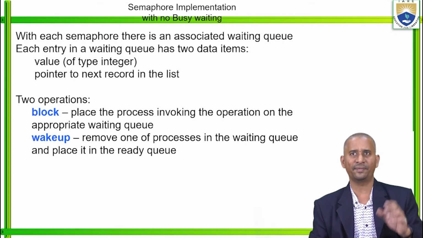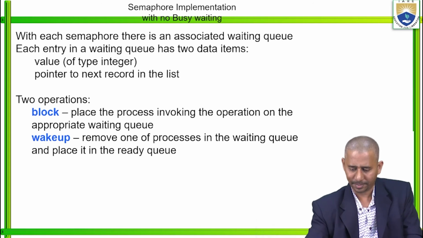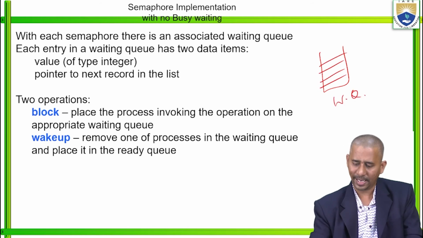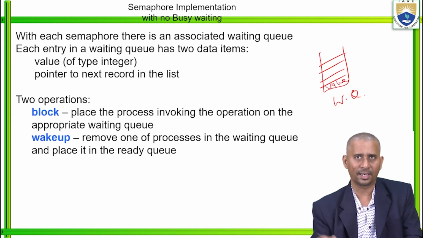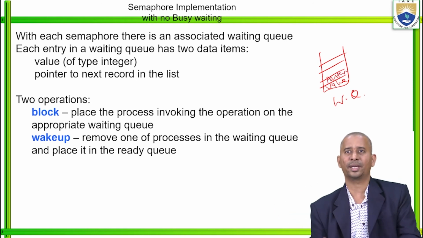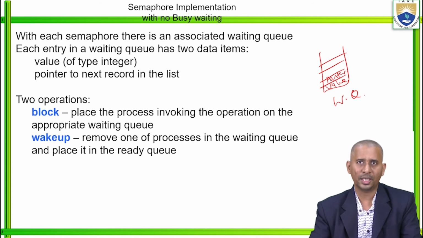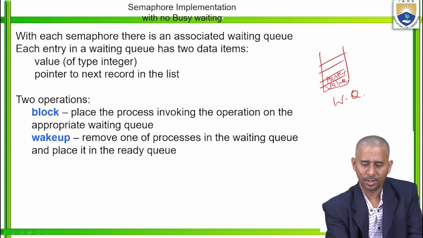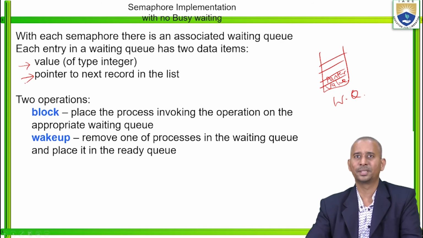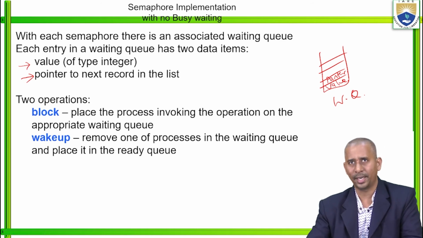So each entry in the waiting queue has two data items, right? This is the waiting queue. We have a value, of type integer. Then the next one is a pointer to the next record in the list. So these are the two data items: the value as well as the pointer.